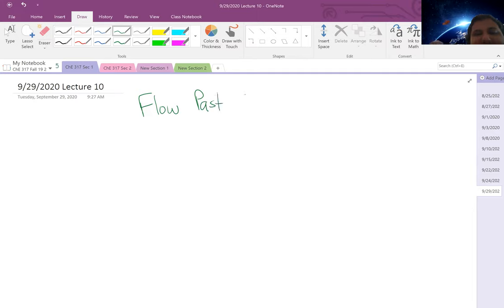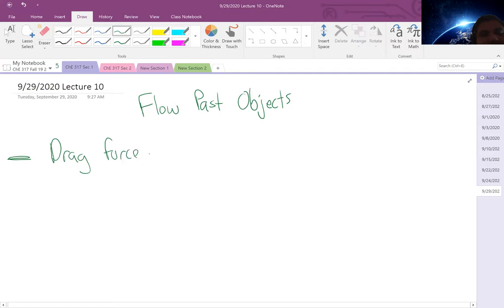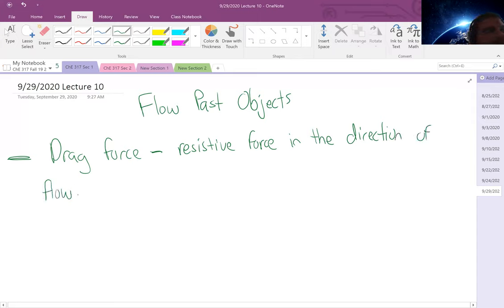All right, flow past objects. So the first topic in this section that we're going to be jumping into is looking at the concept of drag force and drag. So we can define drag force as a resistive force in the direction of flow, exerted by the fluid on a solid object.